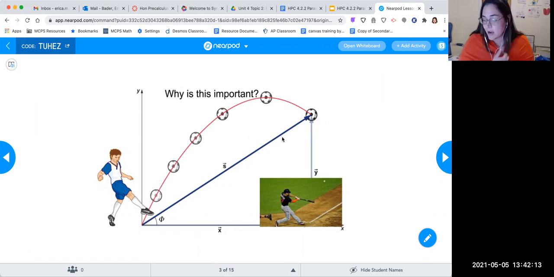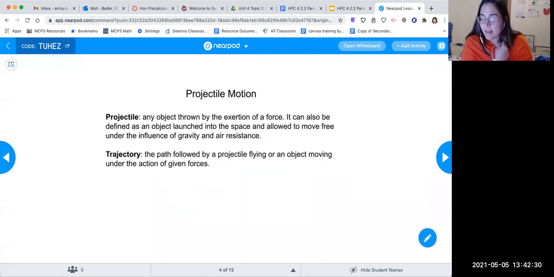So kicking a soccer ball, hitting a baseball, punting a football, and then the examples I mentioned before. So projectile motion is all around us, and the fact that it can be modeled by parametric equations is pretty cool. So let's get into it. A little bit of vocabulary.